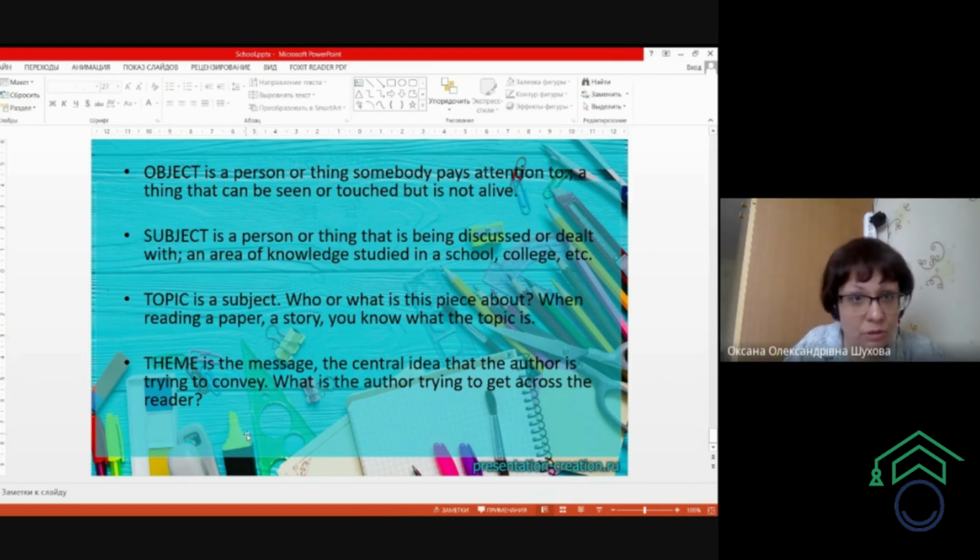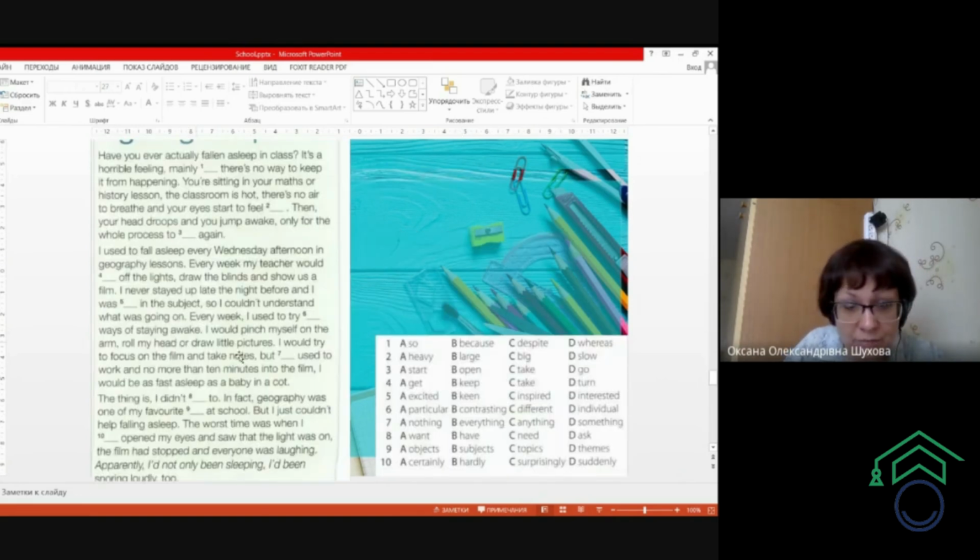Ось, ну, subject і object взагалі можуть мати різні значення, так. Object may be a person or thing somebody pays attention to, a scene that can be seen or touched but is not alive. Subject can also have different meanings. It can be a person or scene that is being discussed or dealt with, or an area of knowledge studied in a school, college. Тобто в нашому випадку це ось це значення предмет саме, так? An area of knowledge studied in a school, college. Тобто саме цей варіант ми і обираємо. Добре.